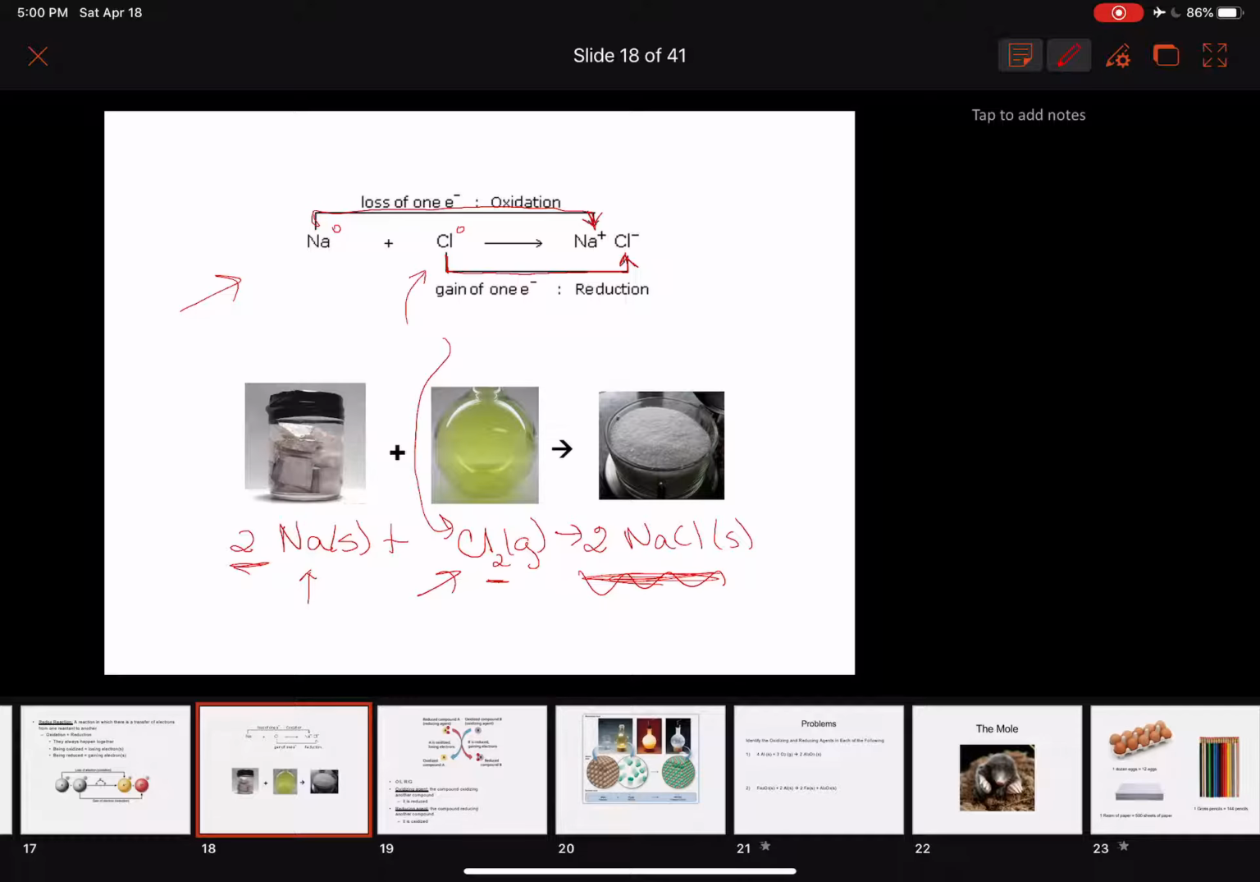Now, redox reactions can also be one of the other categories. So here we have sodium reacting with chlorine to form sodium chlorides. So we could consider this to be combination also, and that happens quite often.